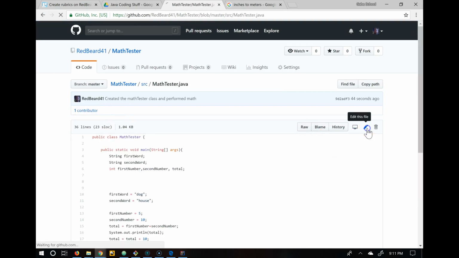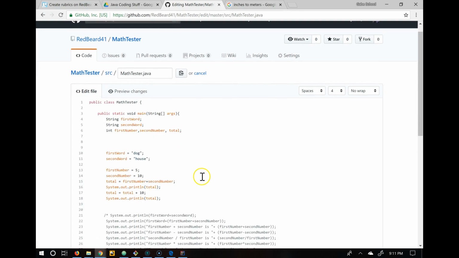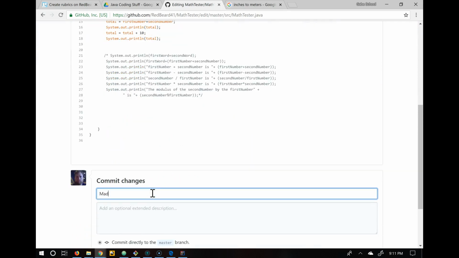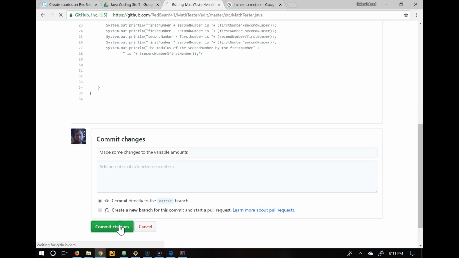So check it out. We could edit this file. I could change my first number to 25. I could change my second number to 30. I could change my second word to catcher. Okay, and then I would commit it. Made some changes to the variable amounts. I give it a meaningful commit. I commit that change.